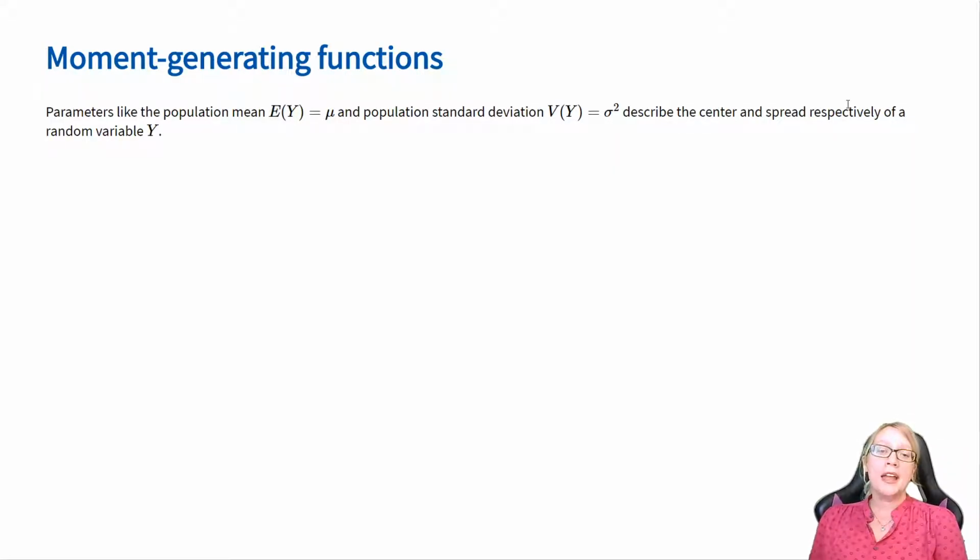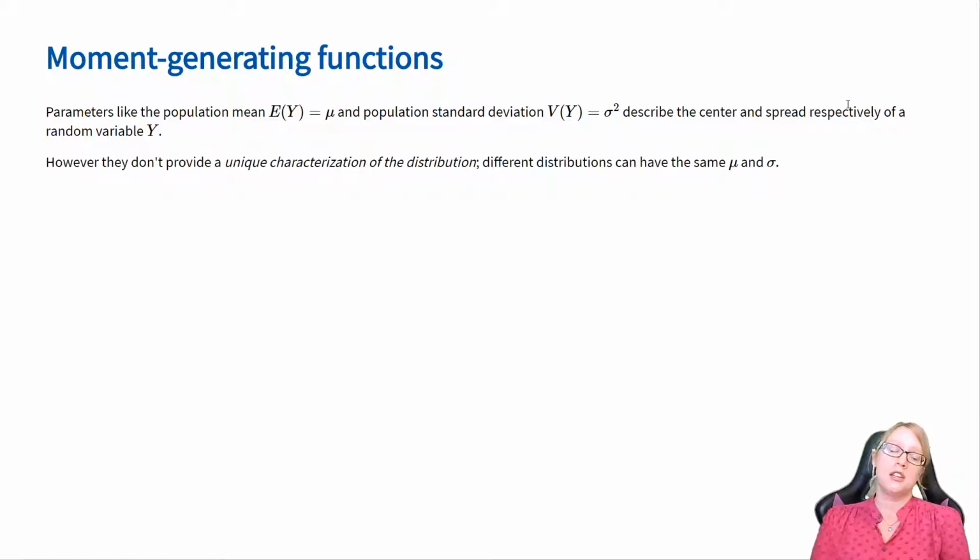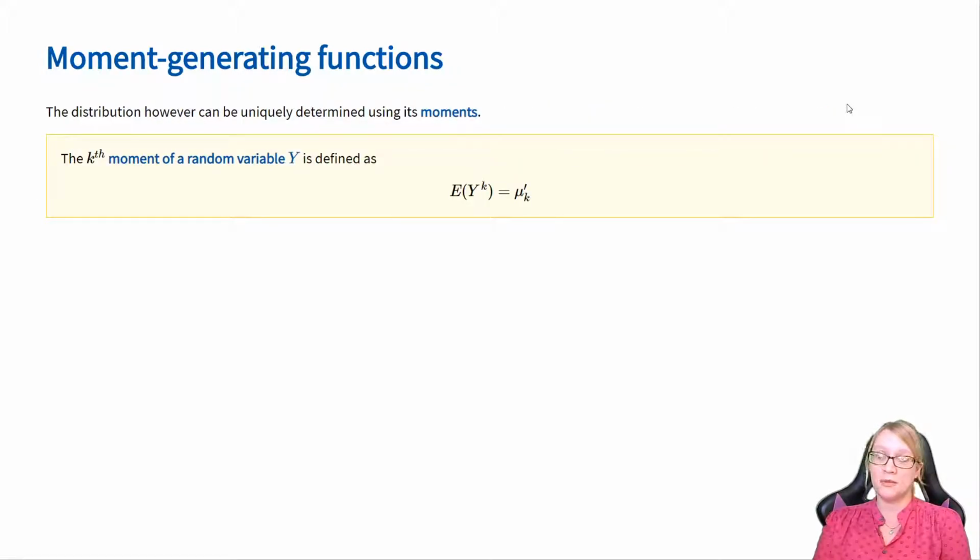So let's start by explaining why we need a moment generating function, why these things are useful. Well, it turns out that the parameters of a distribution, like the population mean, mu, the population variance, sigma squared, describe the center, describe the variability of a distribution, but they're not unique. We can have multiple distributions with the same expected value and the same variance. So on their own, they don't provide enough information to tell us everything we need to know about the distribution. However, we can define a distribution uniquely using its moments.